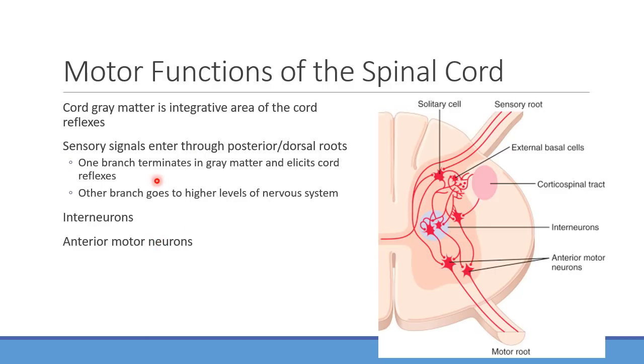You can see one branch is going to terminate in the gray matter itself, and it will elicit those cord reflexes. The other branch tends to travel higher up in the nervous system, where we can then start to integrate a lot of information about things like, what's my position in space? How am I moving? Things like that.